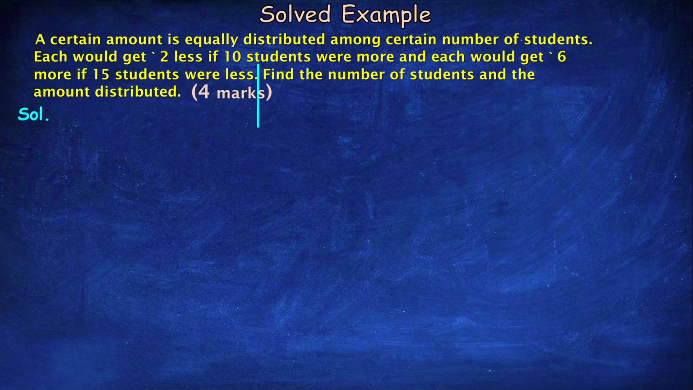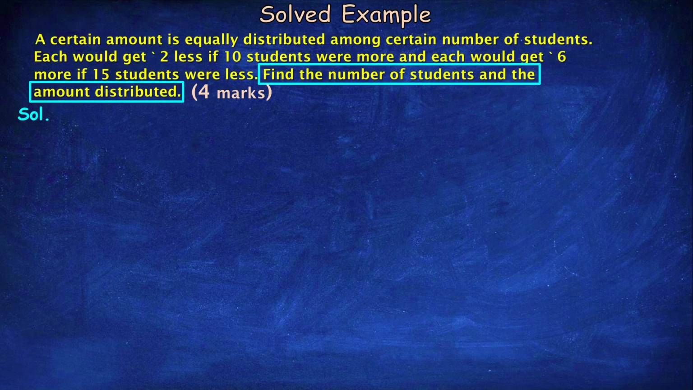Okay, so how will you start solving this now? Find the number of students and the amount distributed. So from this, I'll make a linear equation, and after that, we'll solve it to reach our answer. So how do you make a linear equation from a real life problem? Let's start thinking. So I have a basic idea.